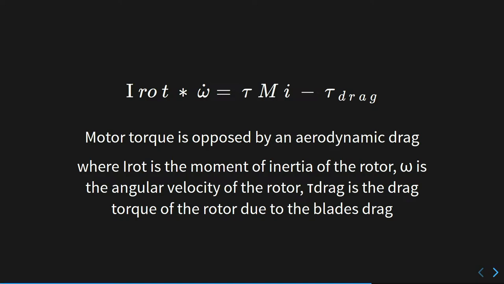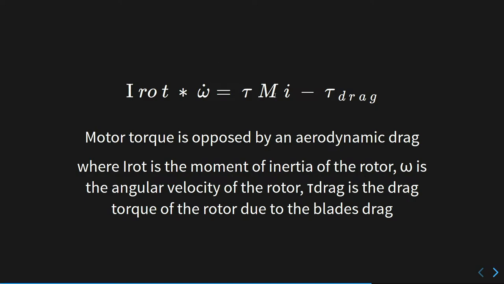And the same thing, as I mentioned, if you want to create a torque, you'll basically have a motor torque that is opposed by an aerodynamic drag, where J is the moment of inertia of the rotor, omega is the angular velocity of the rotor, and T drag is the drag torque of the rotor due to the blade drag.